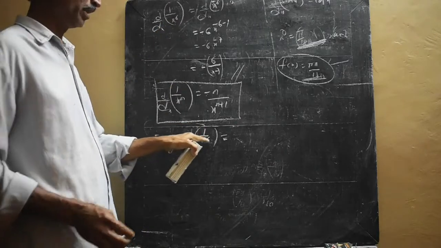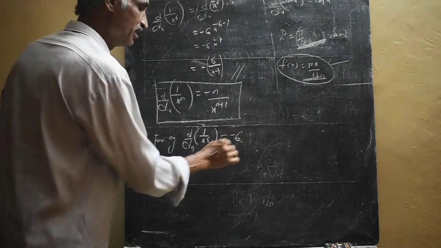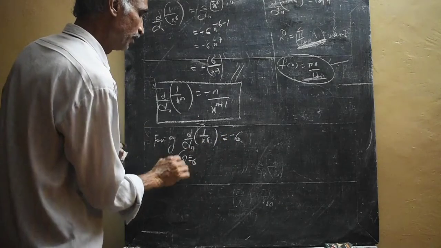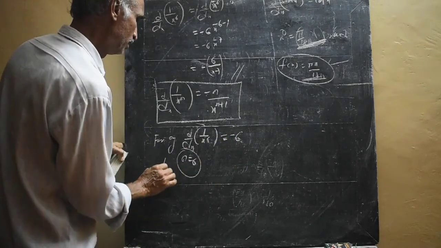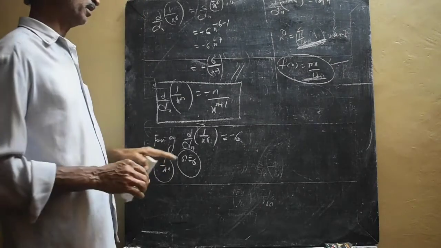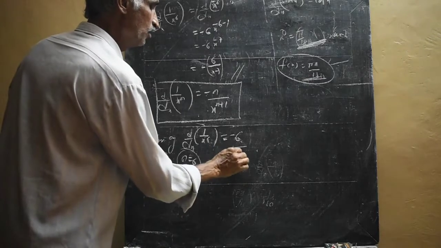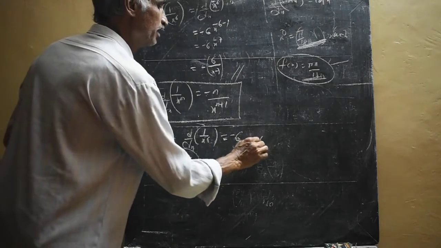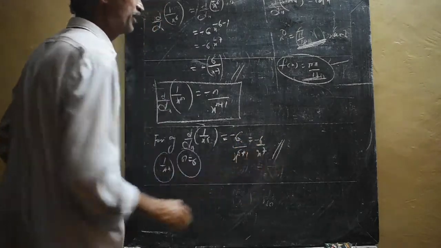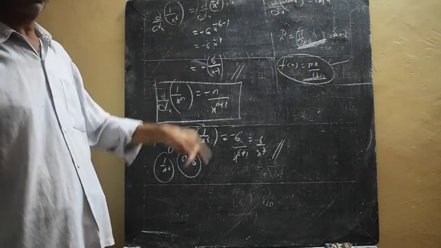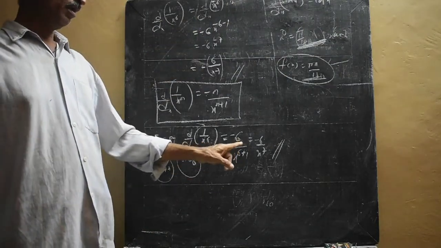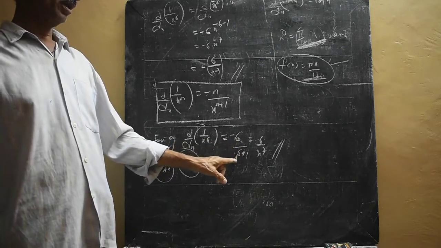1 upon x raised to n, minus n. n is 6 here. Comparing with 1 upon x raised to n, n is 6. Therefore, minus n, minus 6 upon x raised to 6 plus 1. Put here minus 6 upon x raised to 7. In one step, I can get the answer. Here, 2, 3, 4 steps are necessary. In one step, minus n upon x raised to n plus 1.